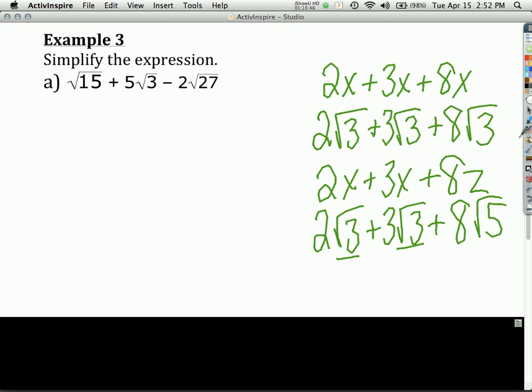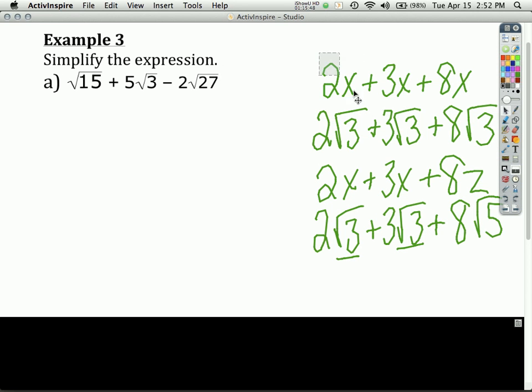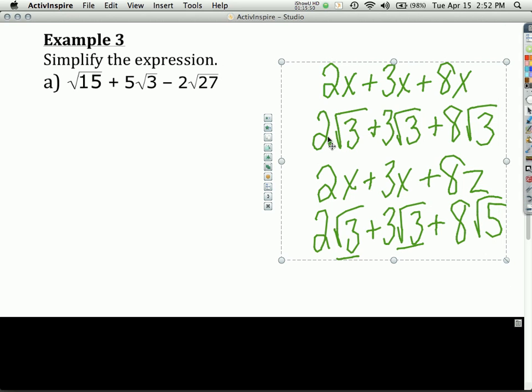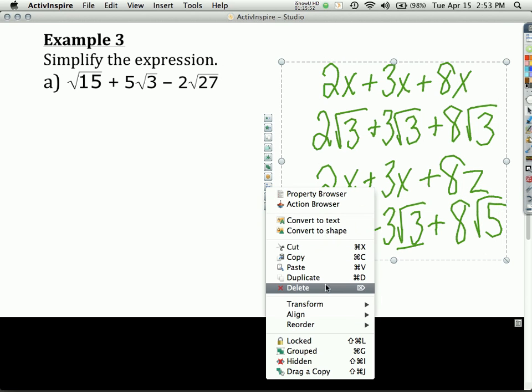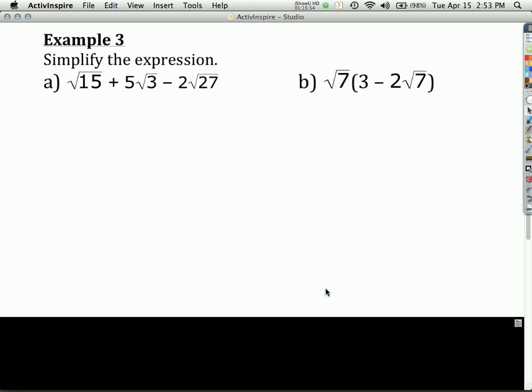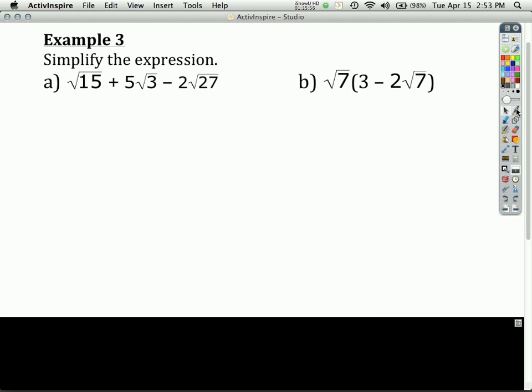So now we're going to apply this concept that you already knew to this expression in part A. So, do we have any radicals that are the same? Zumar? We do? What are they?